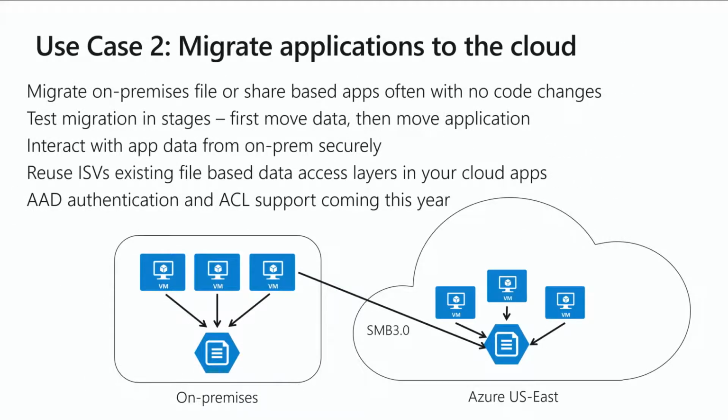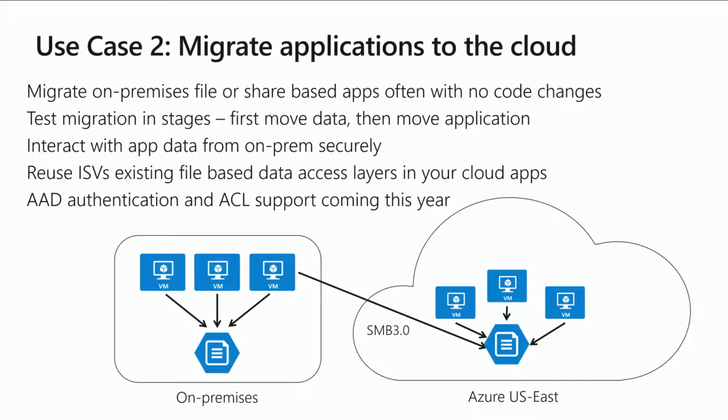Now with that deep dive, I want to move on to the next use case, which is a very common one for Azure Files, which is migrating applications to the cloud. The promise of Azure Files as an SMB 3.0 or 2.1 compliant shared repository for data is that any existing application you have on-prem, which makes use of a NAS or file server in that fashion, can be lifted up to Azure with minimal changes.